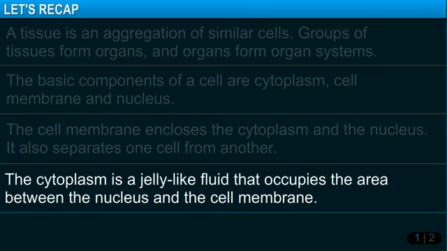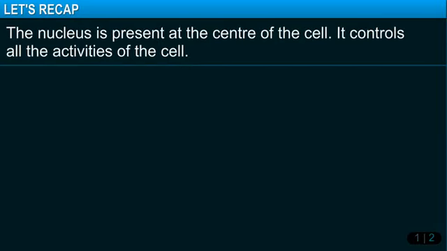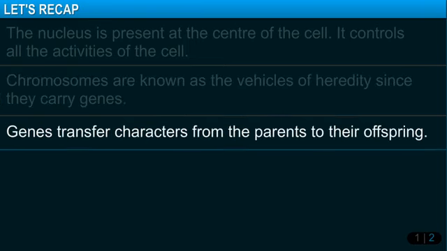The cytoplasm is a jelly-like fluid that occupies the area between the nucleus and the cell membrane. The nucleus is present at the center of the cell. It controls all the activities of the cell. Chromosomes are known as the vehicles of heredity since they carry genes. Genes transfer characters from the parents to their offspring.